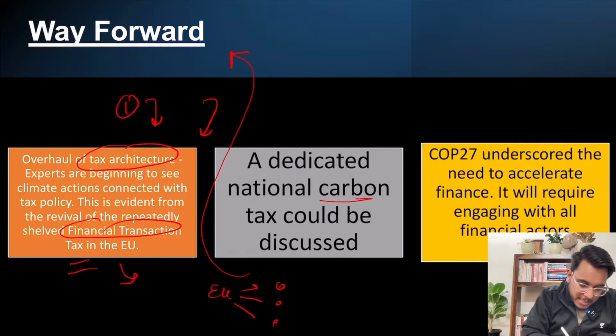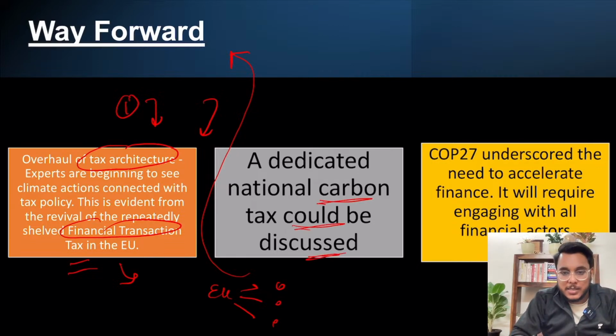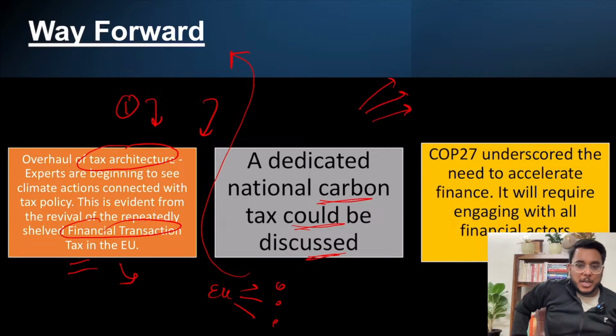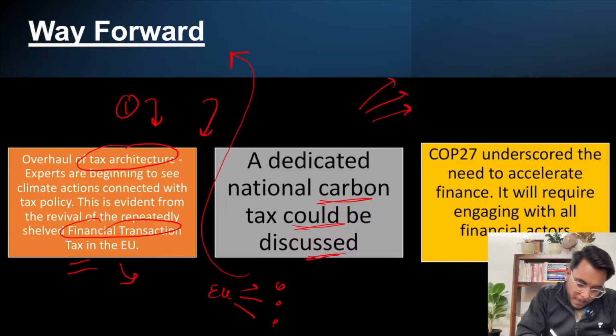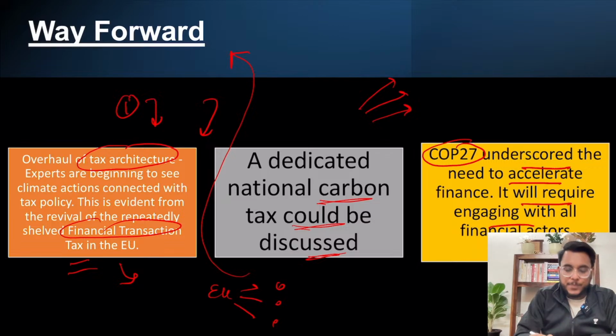There is also the national carbon tax that can be discussed. Okay, a national carbon tax on the activities which are emitting carbon, the coal sector. That money can also go for adaptation and mitigation. Then understand, at COP27 it has been underscored that we need to accelerate finance, both public as well as private, and for that all the financial actors in the private sphere and the public sphere need to come together.